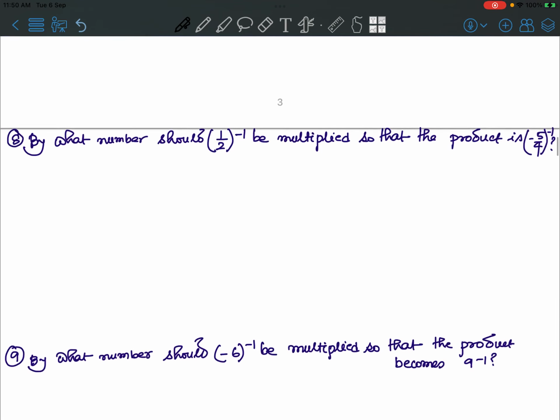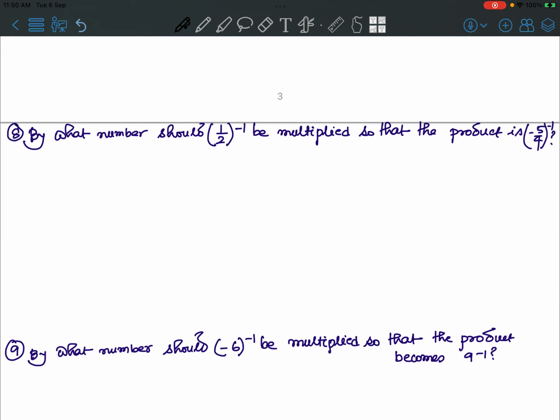Now the next problem. By what number should half to the power minus 1 be multiplied so that the product is minus 5 by 4 to the power of minus 1? So let us guess the number, let the number be x. So we will multiply half to the power of minus 1 with x, that equals minus 5 by 4 to the power of minus 1.